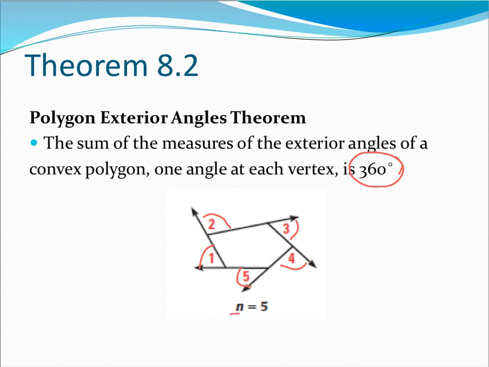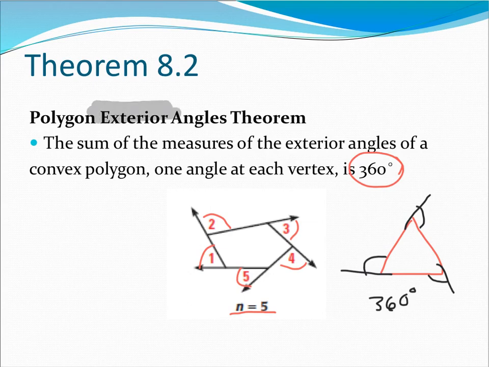So here we have a polygon with 5 sides. What type of polygon is it? A pentagon. But if we had a triangle and we had one exterior angle at each vertex, all of these angles would add up to what? 360. So no matter how many sides it has, all the exterior angles are always going to add up to 360. So this is for exterior angles.